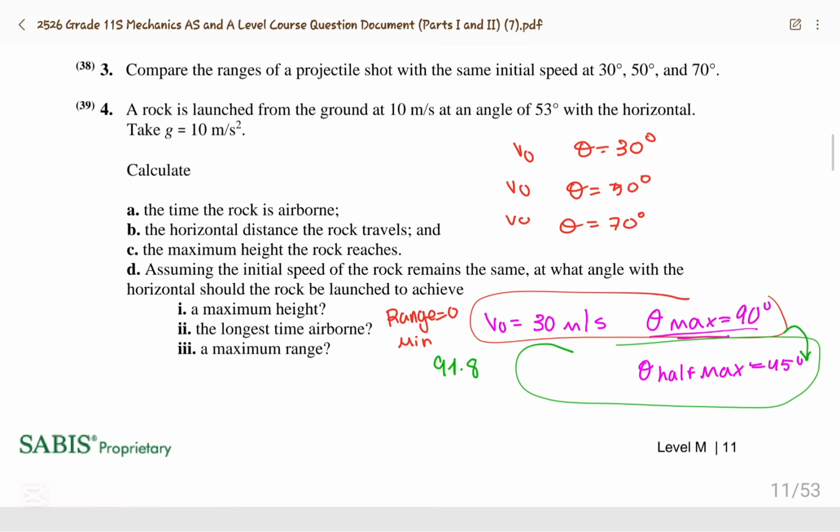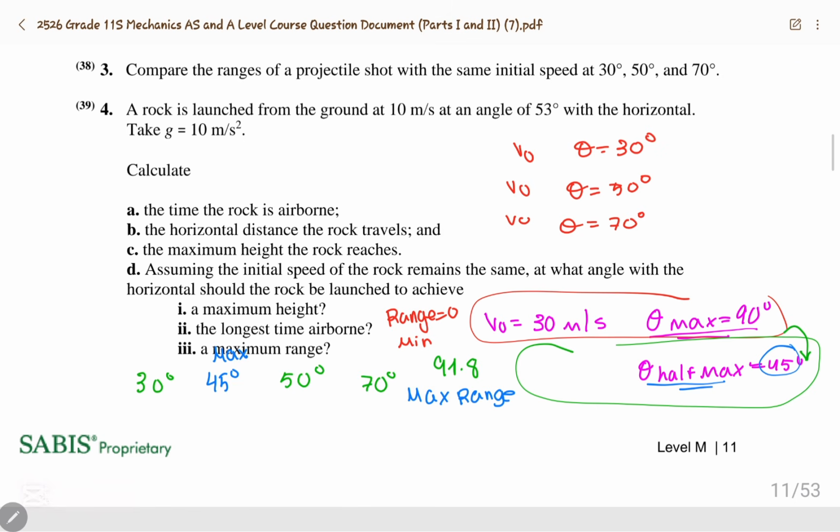Because very simply, whenever theta is 45 degrees, or half of the maximum angle, which is 90 degrees, it will give you the maximum range. So instead of comparing the three values, we could take 45 degrees as the maximum range, and see which one is closest to 45 and which one is farthest from 45. So let's put them in order. We have 30 degrees, 45 degrees, 50 degrees, and 70 degrees.